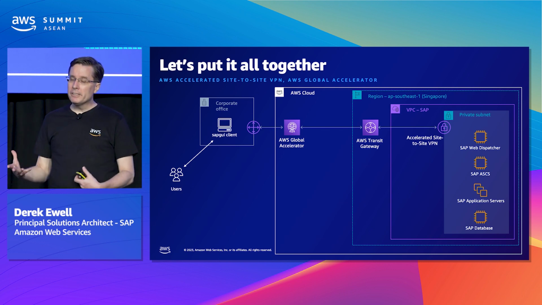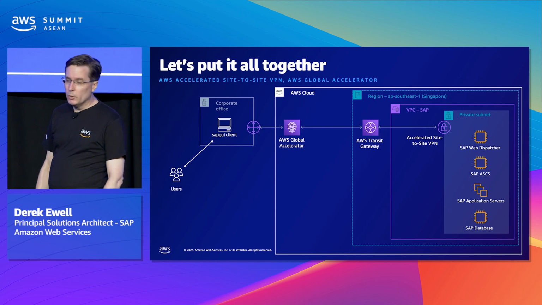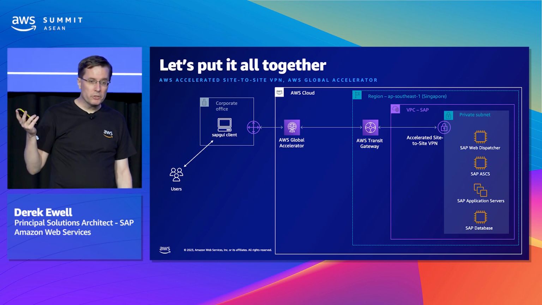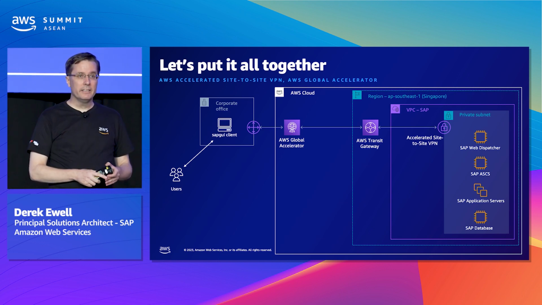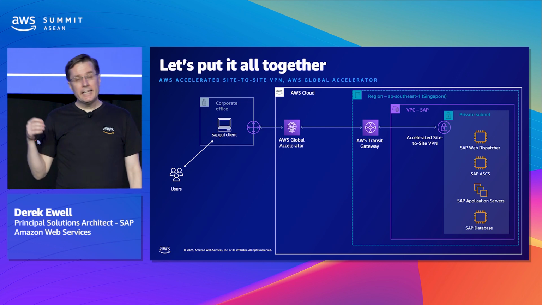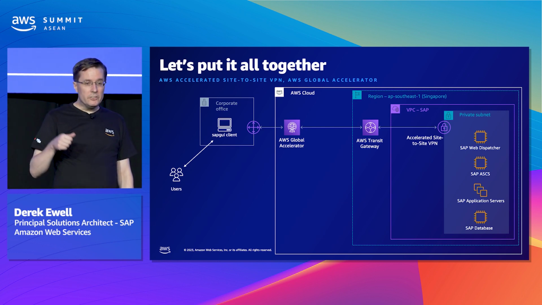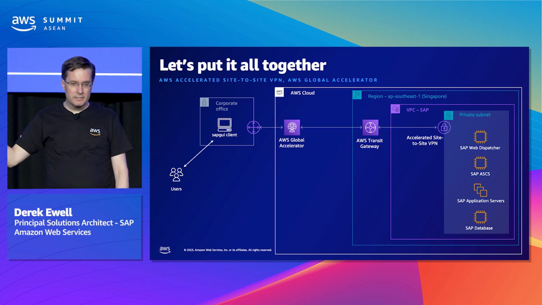But let's go ahead and build an architecture where they're all working together to solve these needs. We'll start with a trusted network-only solution, which supports any network protocol, such as that used by the SAP client SAP GUI, via AWS Accelerated Site-to-Site VPN. It uses AWS Global Accelerator for optimized network connectivity.